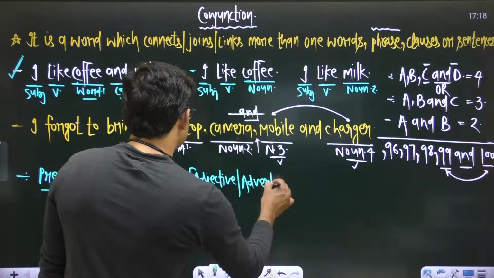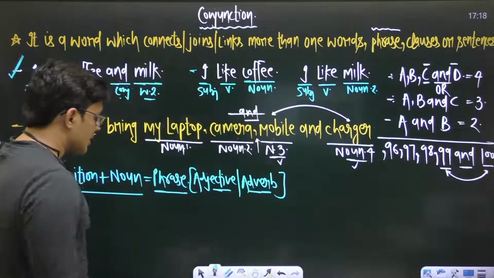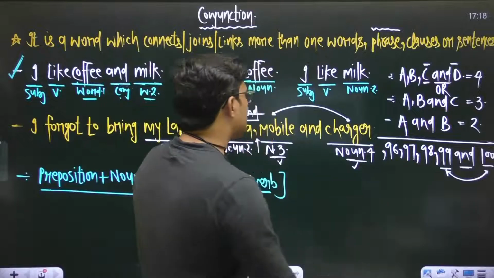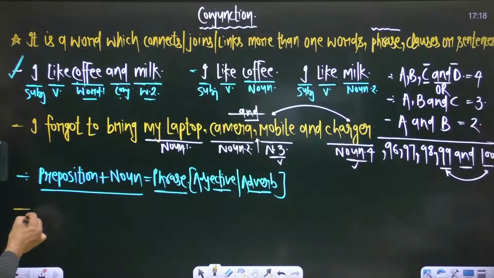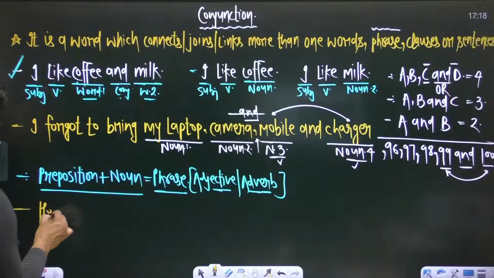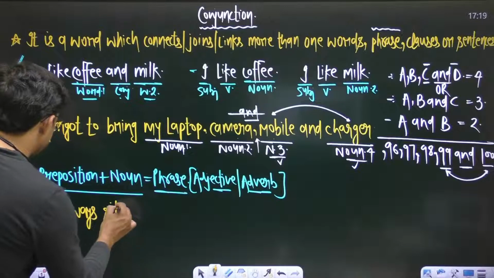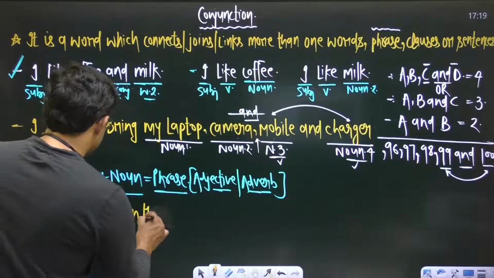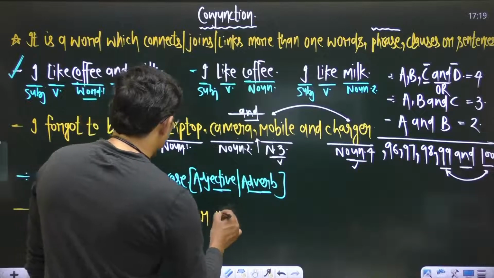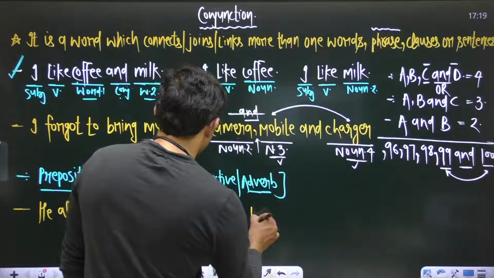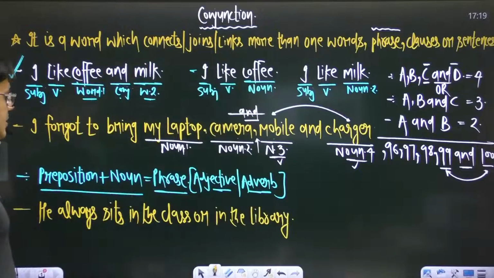Phrase always can be either adjective or adverb. So how does conjunction connect phrases? Let us learn with the help of an example. If I say one example, he always sits in the class or in the library. He always sits in the class or in the library.